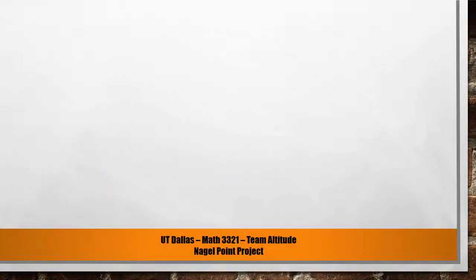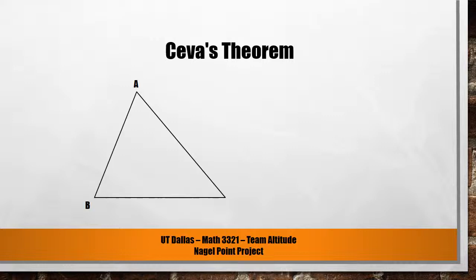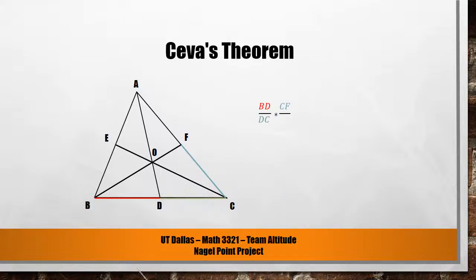Hi, my name is Looning. Today I'd like to talk about Ceva's theorem. In a given triangle ABC, AD, CE, BF are lines connecting the vertices to the opposite sides of the triangle. If they are concurrent at a common point O, then BD divided by DC times CF divided by AF times AE divided by BE equals 1.